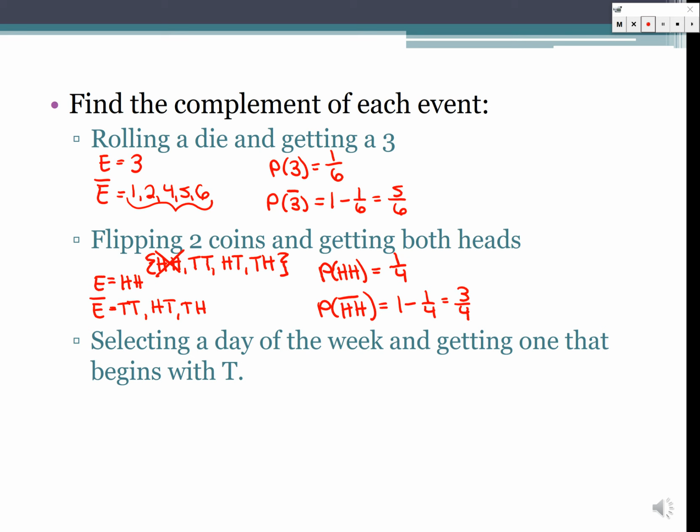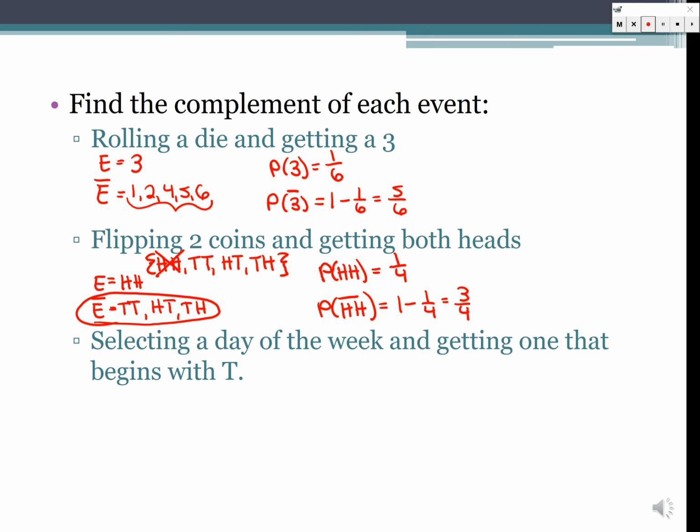Or I know you're thinking, do I have to do that 1 minus thing? Or if I know based on this that there's 3 outcomes, can I just jump right to the 3 out of 4? Yeah, you sure can. But sometimes when you're asked to find the complement, if you have a larger sample space, sometimes it's easier to find the probability of the event and subtract it from 1 than to try to figure out the probability for the complement without finding the event itself.